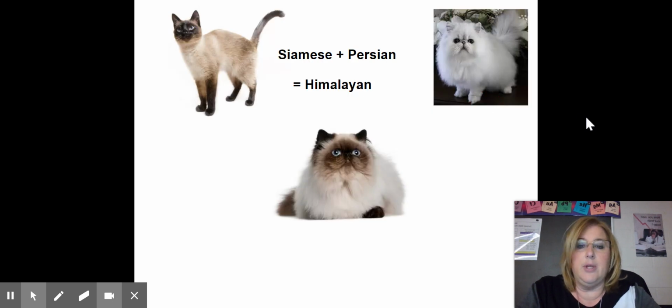An example here, if you have a Siamese cat and a Persian cat, and they mate, you get a Himalayan cat. And so you can see you've got the features of the Siamese and you've got the long coat of the Himalayan or the Persian.